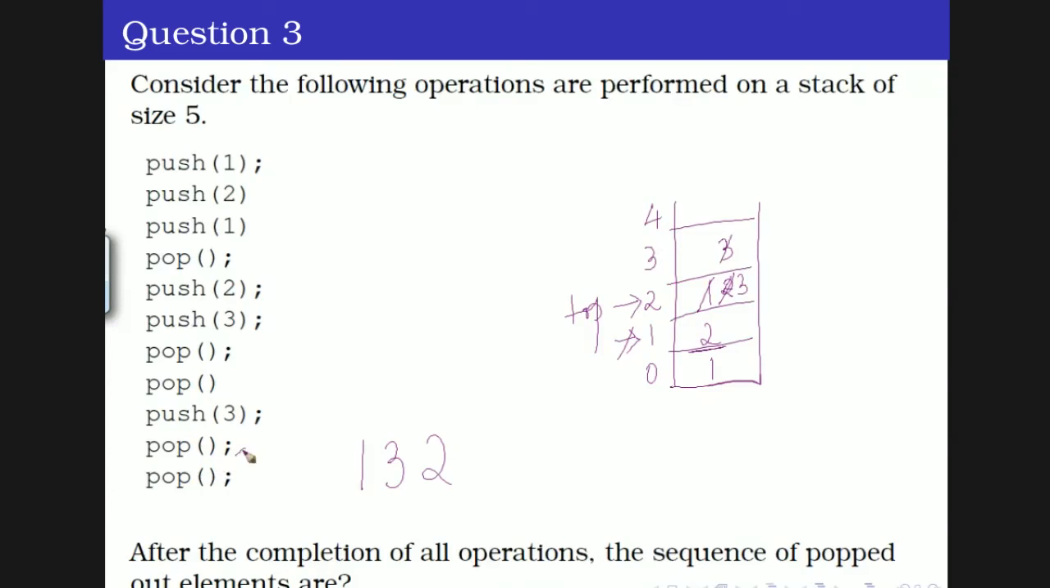Now there are again 2 pop operations. So pop will pop out the first element. So 3 will be popped out and then the next pop will give us 2. So after these operations, what is the sequence of popped out elements? 1, 3, 2, 3, 2. And is the stack empty now? No, the stack is not empty because there is one more element present here. How do we see that? See, there are 6 push operations and 5 pop operations: 1, 2, 3, 4, 5. So definitely there will be one element present in the stack. So the stack will not be empty and the popped out element sequence would be 1, 3, 2, 3, 2.